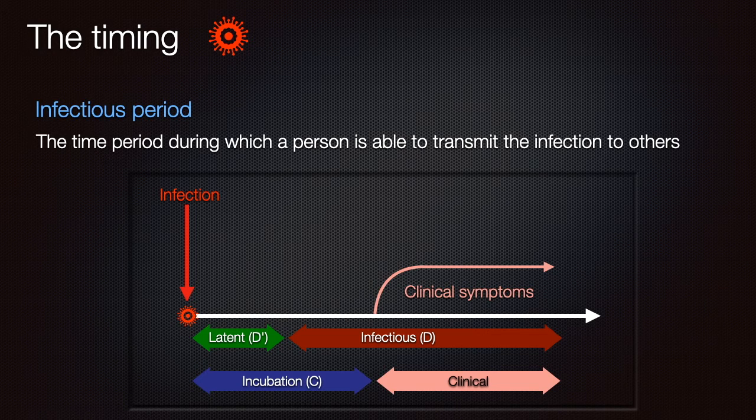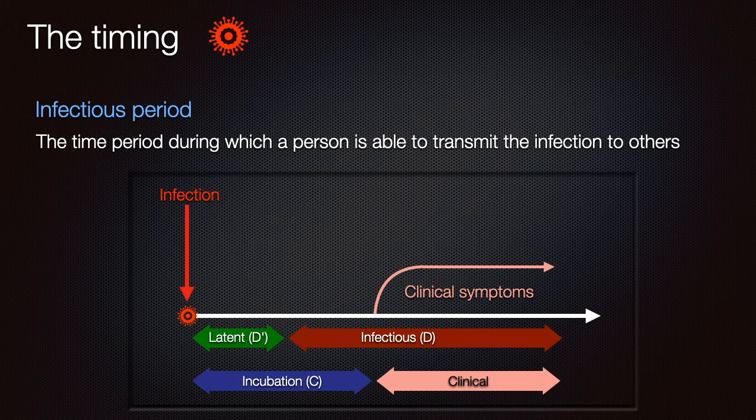The next time period we're interested in is called the infectious period. This is the time period during which a person is infectious, able to transmit an infection to other people. Here I've included on the graph the latent phase. So here you can see the infectious period in red occurs before clinical symptoms appear. This is true of many infections, including COVID-19. We'll talk about this period in just a minute.